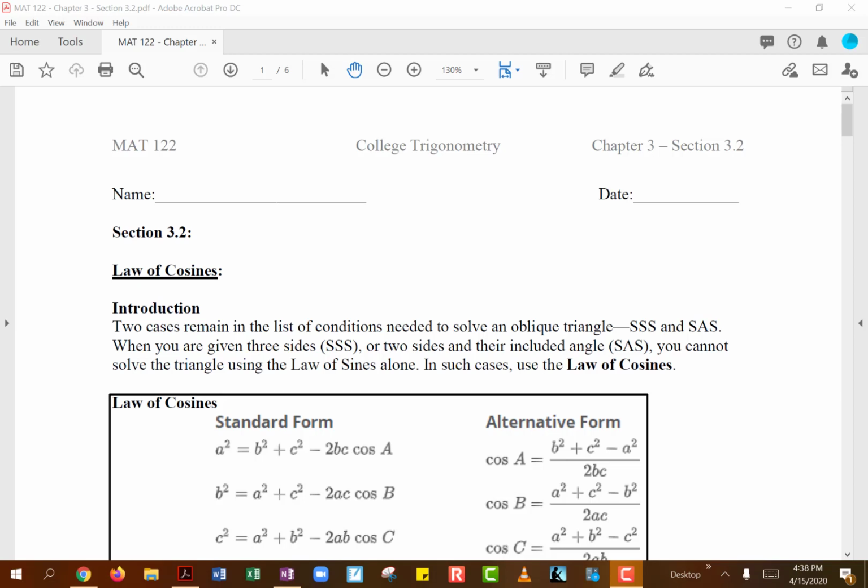Hey guys, so we're looking at section 3.2 today. This is where we're going to introduce the law of cosines.